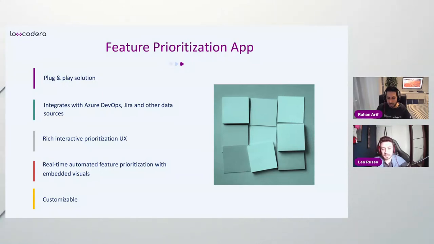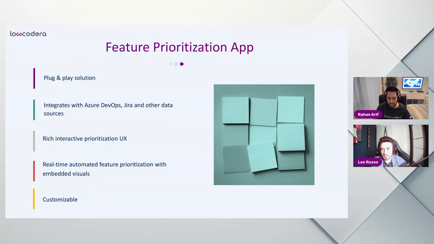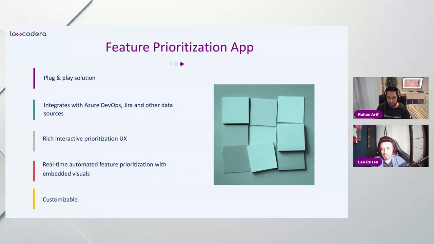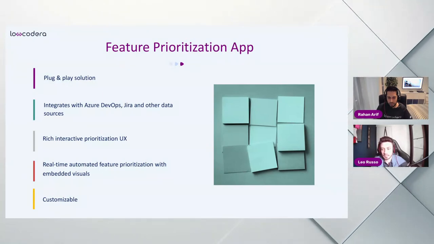So it's a plug-and-play solution for feature prioritization. If you're building products or doing agile, then this is something you're commonly involved in, and it's about making sure you are prioritizing the development of certain features before others. It can get quite confusing when you have a big backlog, knowing which features to develop first and which ones to push further down your development roadmap.